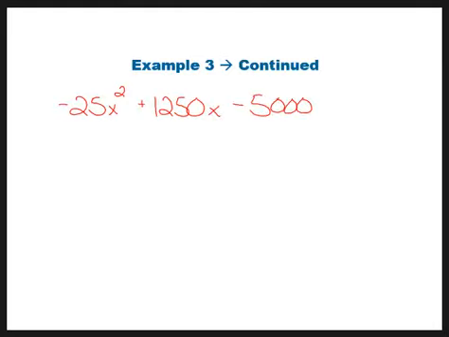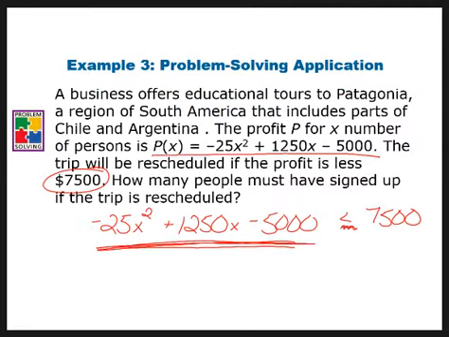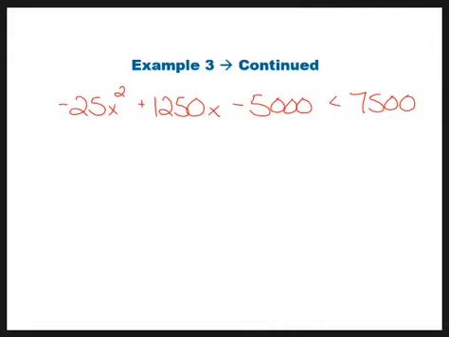So I'm going to restate basically what I just wrote on the previous slide. And as we said, less than $7,500. So let me just click back real quick to make sure that we got the right signs on everything. Negative 25x squared plus 1250x minus 500. Okay, so what we're going to do here is we need to go ahead and set this equal to 0 just like we did before.